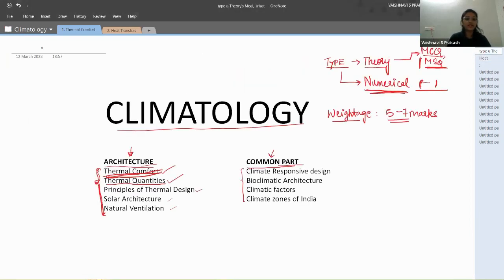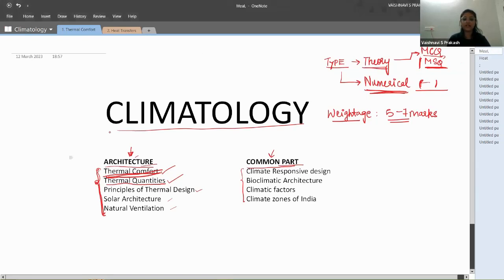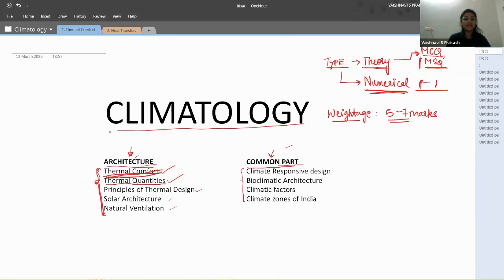Here we're just talking about the type of questions that will come in the GATE exam, which is theory and numerical. Theory questions will be there both in the architecture as well as the common part. And there'll be MCQs and MSQs, multiple choice and multiple select. No problem. So can I move on to the next slide?